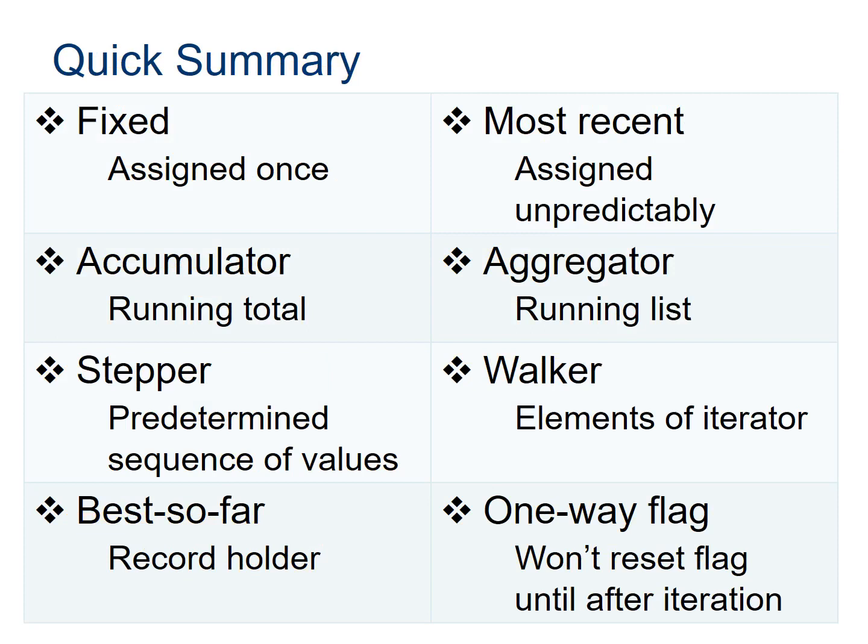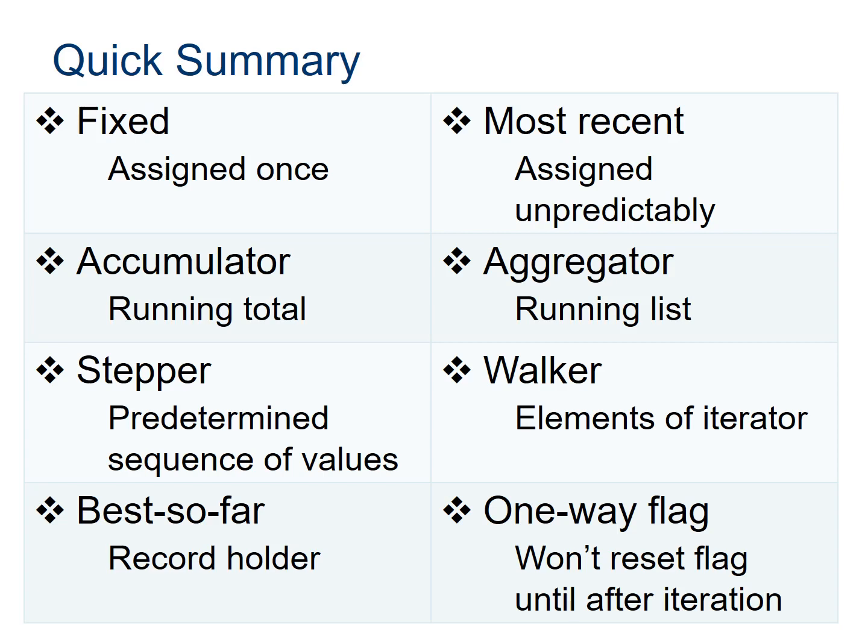A fixed variable is assigned once and then stays the same throughout the program. Accumulator is a running total. A stepper is a predetermined sequence of values. Let's say we're counting 1, 3, 5, 7, 9. A bestsofar is like a record holder, such as a high score or low score. Most recent is assigned unpredictably. An aggregator is a running list, where you keep adding things onto the list or collecting things.